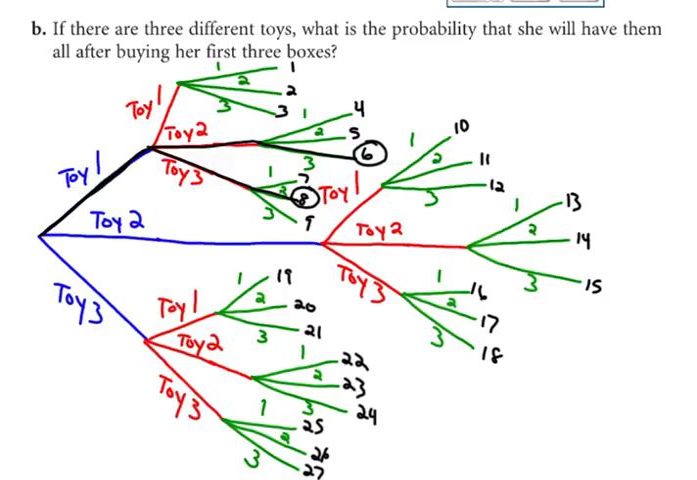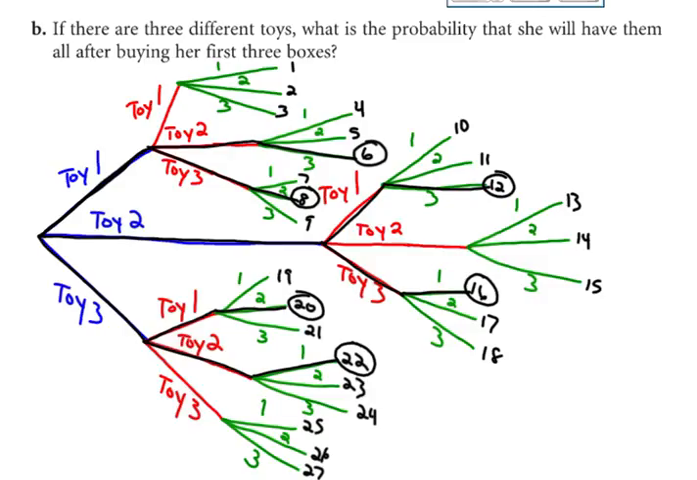So now let's go to toy 2 in the first cereal box. So she gets toy 2, and then she gets toy 1, and then she gets toy 3. That'll get her all 3. Toy 2, toy 3, toy 1. That'll get her all 3 as well. Obviously, she can't get toy 2 and then toy 2 again. Finally, in the first box of cereal, if she gets toy 3, and then toy 1, and then toy 2, that gets her all 3. Or if she gets toy 3, and then toy 2, and then toy 1, that'll get her all 3 as well.